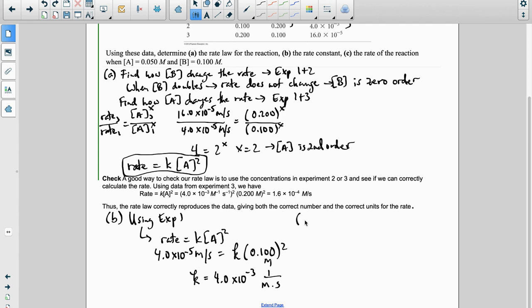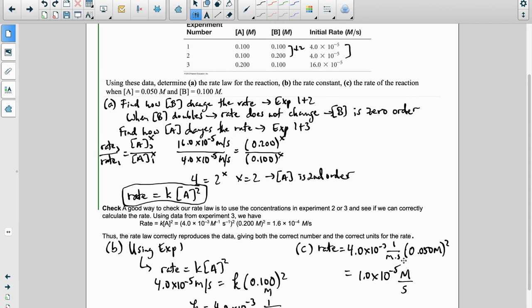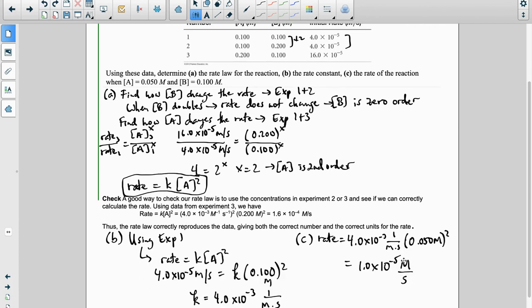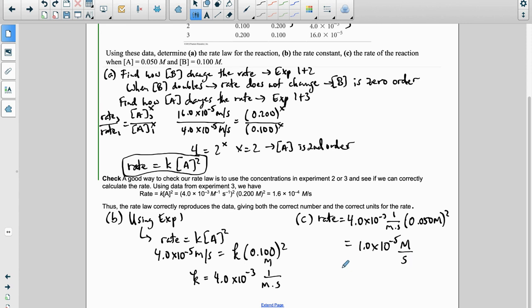Okay, and then for part C, they're asking for the rate of reaction when A equals this and B equals that. We can plug into the rate law again. We now have K, so I can use my K from part B, 4.0 times 10 to the minus 3 over molarity times seconds times my 0.050 molar squared, and I get 1.0 times 10 to the minus 5th molarity per second. Okay, so that's my rate when given these conditions.